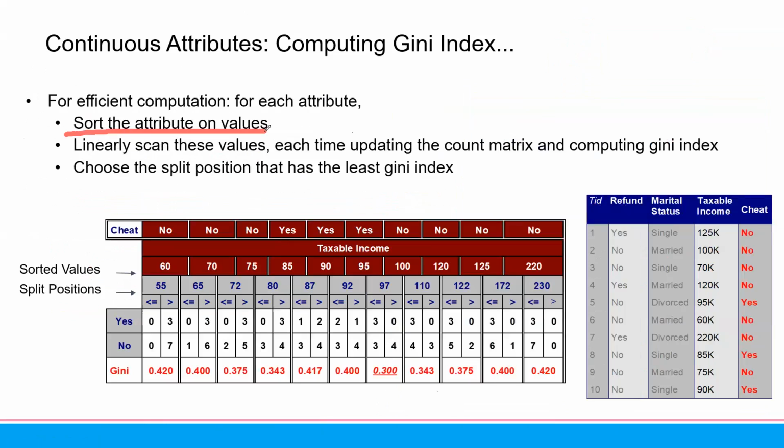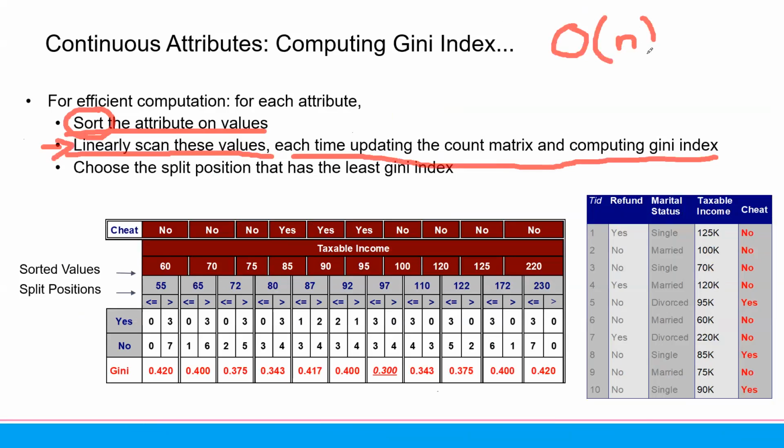First, let's sort the values. And we can linearly scan these values, each time updating the count matrix and computing the Gini index. Do you know the meaning of linear scan? If you learned data structures and algorithms, you have the big O, and linear is O(N). It means the computation is proportional to the amount of data, so there is not much computation. And then we need to choose the split position that has the least Gini index. So let's see.